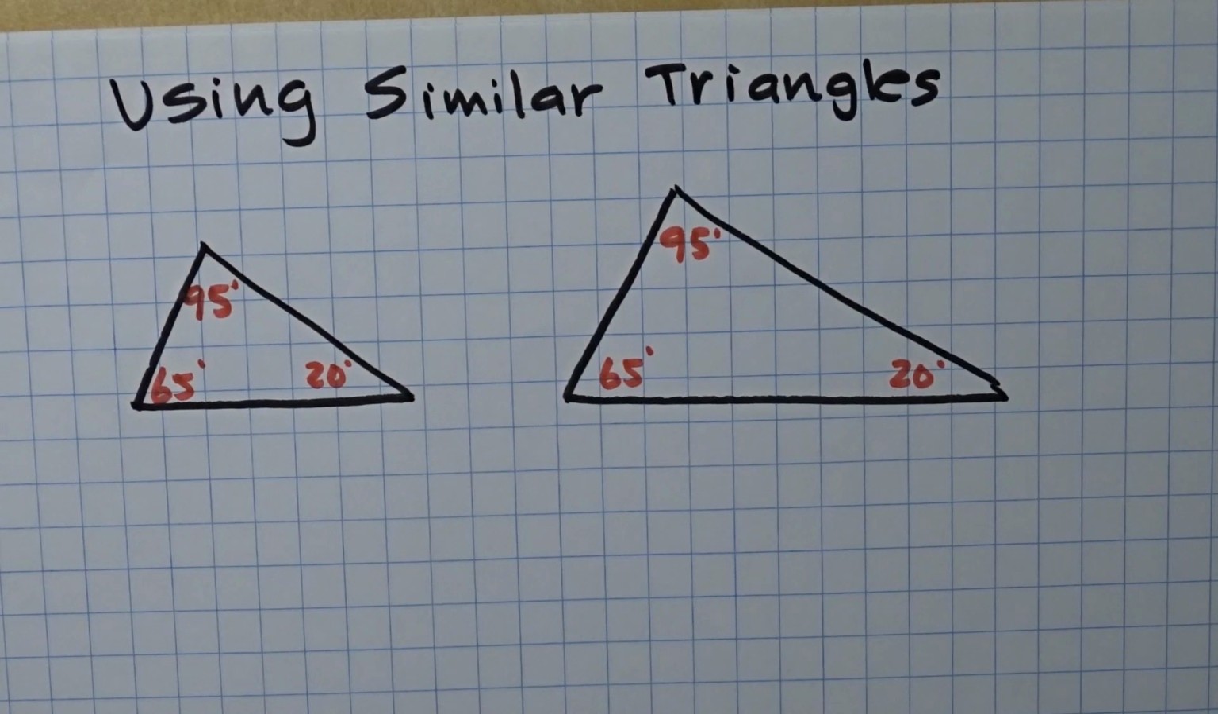Now, we don't need all 3 of them to be congruent, because if 2 of them are congruent and matching and the same, then we definitely have similar triangles. There's no need to check the third. So let's write that down.